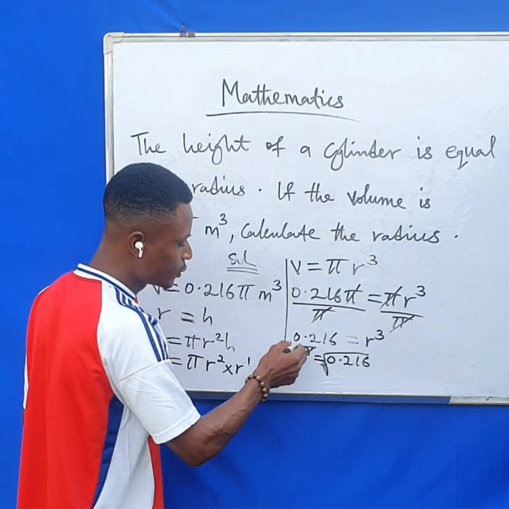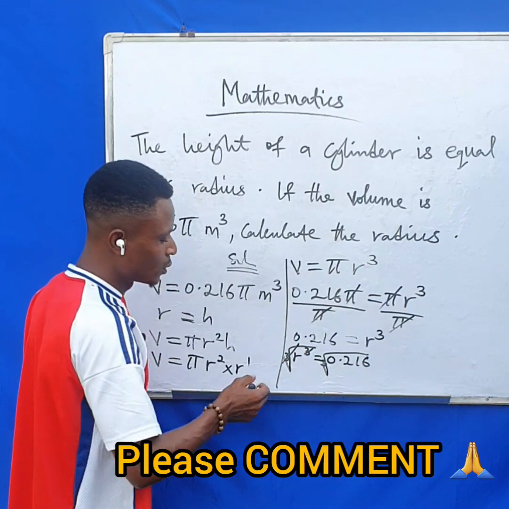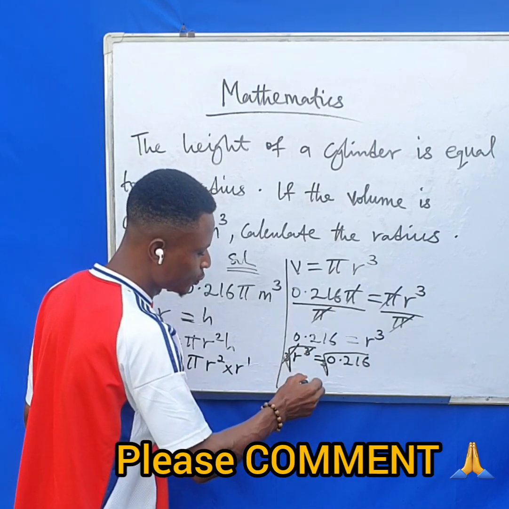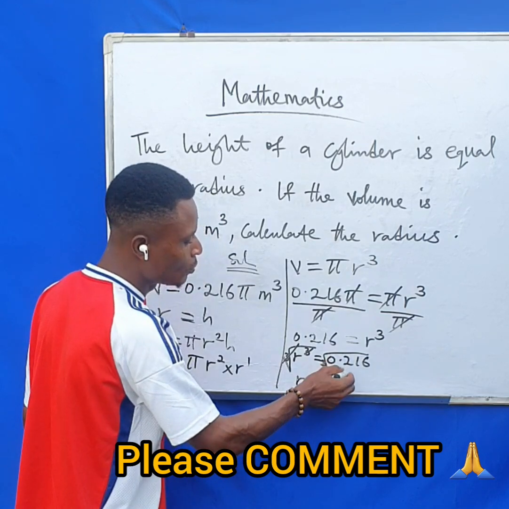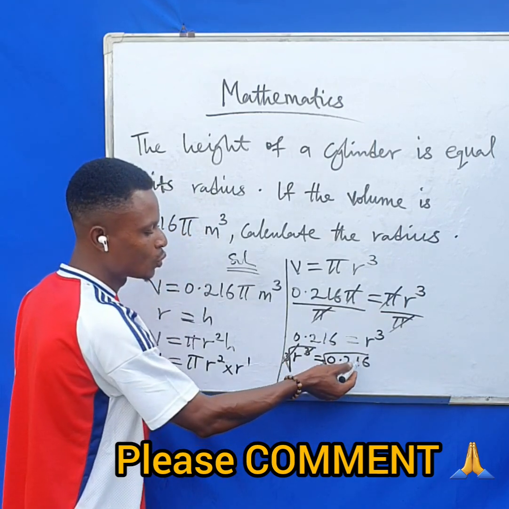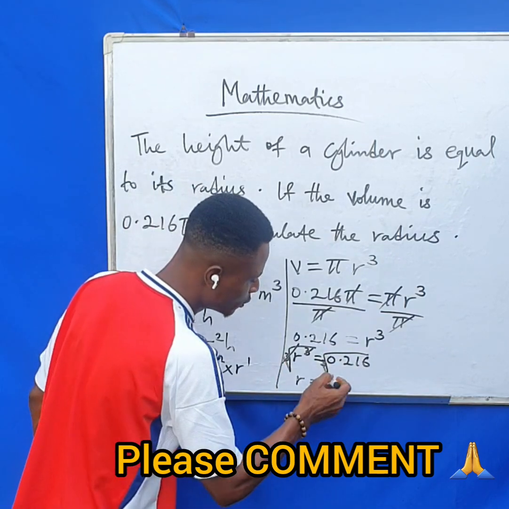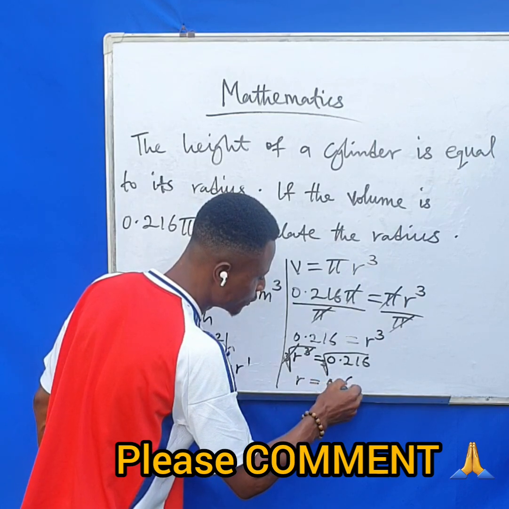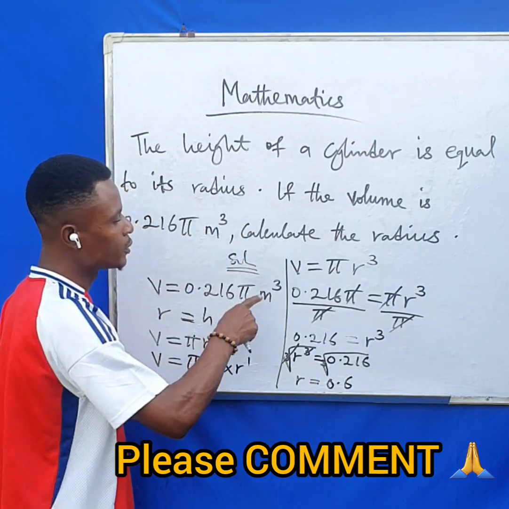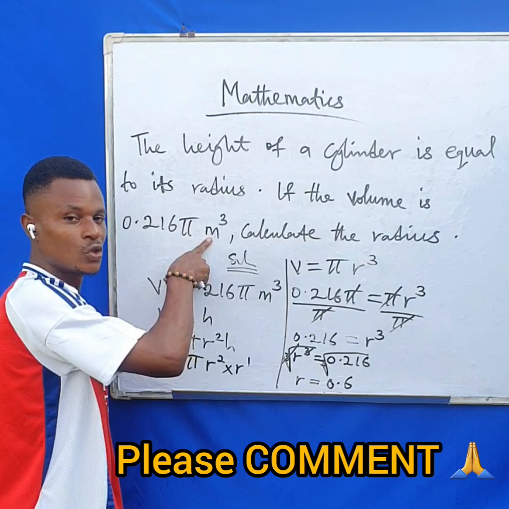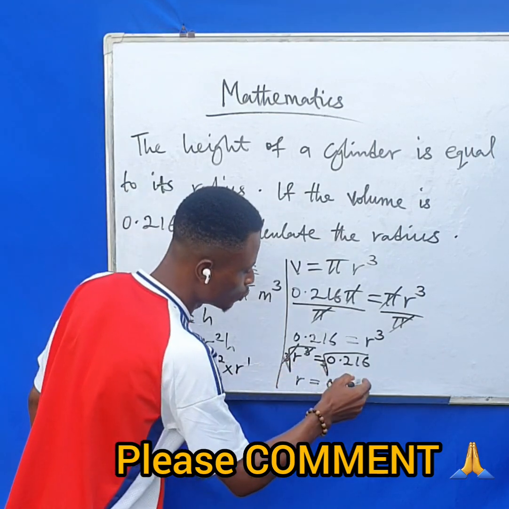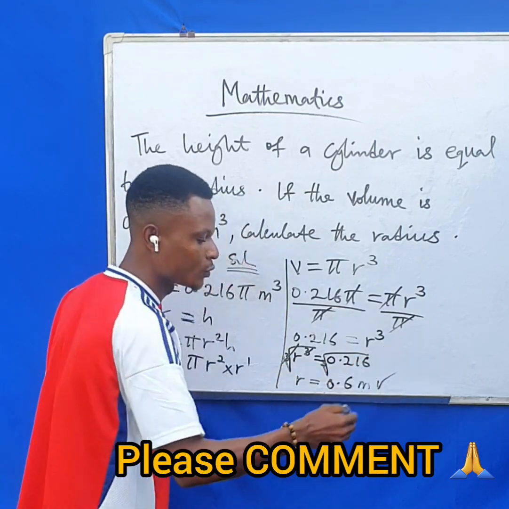This power 3 and this cube root sign will cancel. And we are going to have r, which is the radius, equal to the cube root of 0.216, which is 0.6. Now, because the volume is in cubic meters, the radius is going to be in meters. And this is the answer to this question.